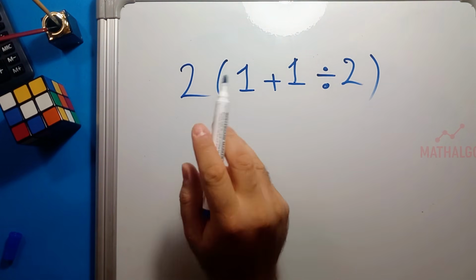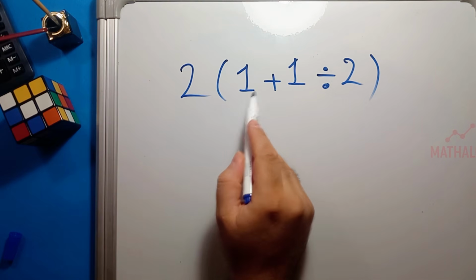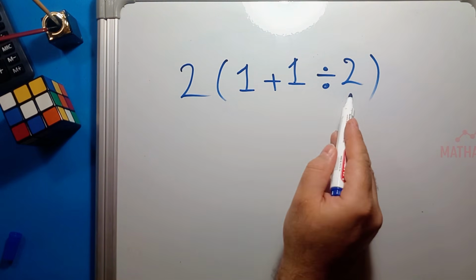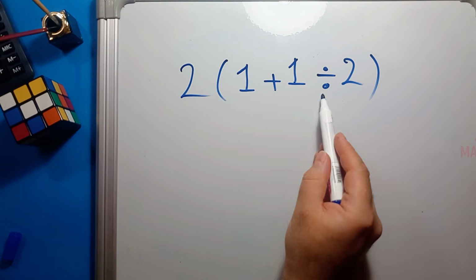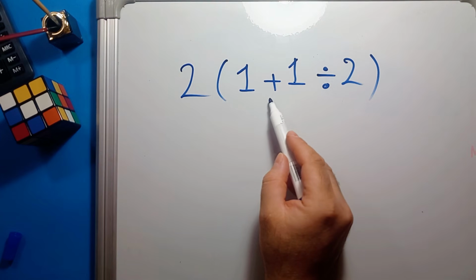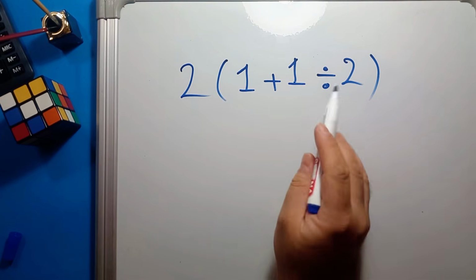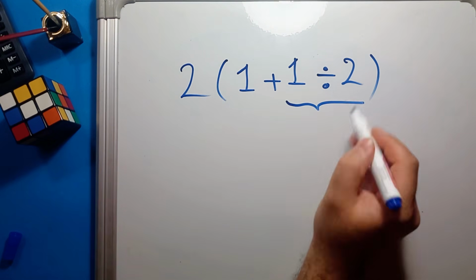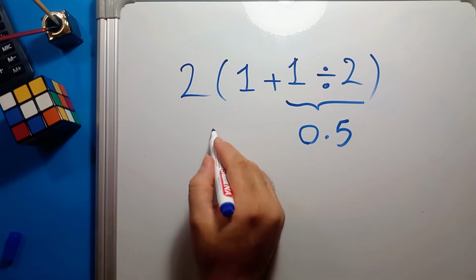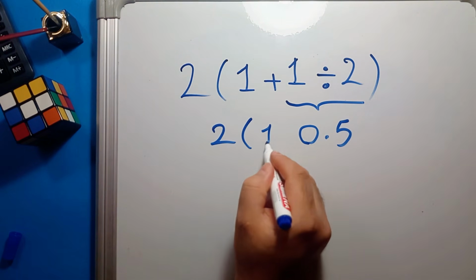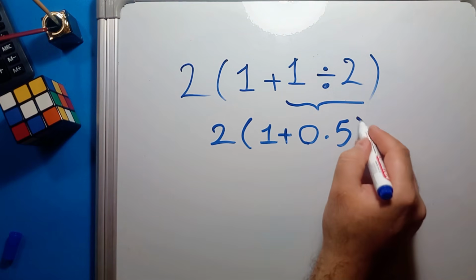The expression is 2 times (1 plus 1 divided by 2). Inside the parentheses, division comes before addition. So first, 1 divided by 2 equals 0.5. Now the expression becomes 2 times (1 plus 0.5).